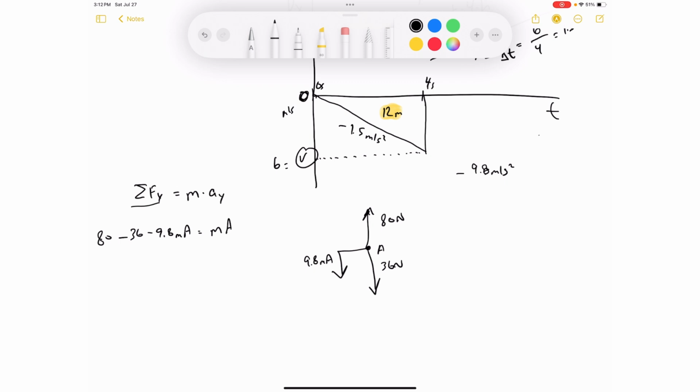Times the acceleration in Y. Oh, we know the acceleration in Y. That's negative 1.5 because we just did that. So let's go back here and say negative 1.5 MA. Great. So now all we have to do is just solve for MA. So 80 minus 36 is 44.